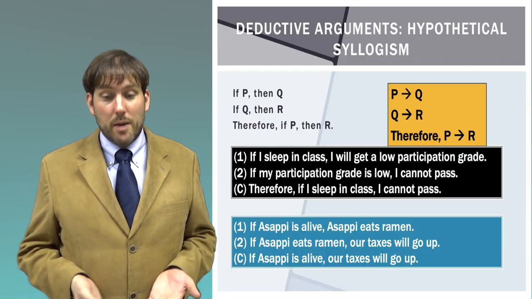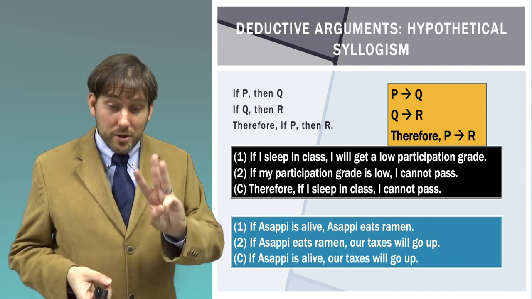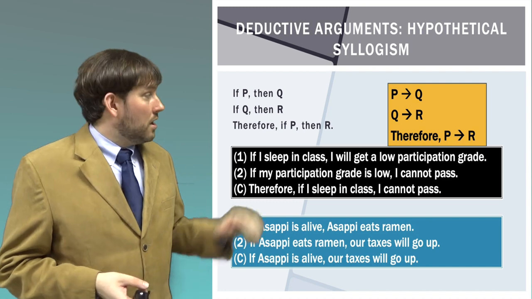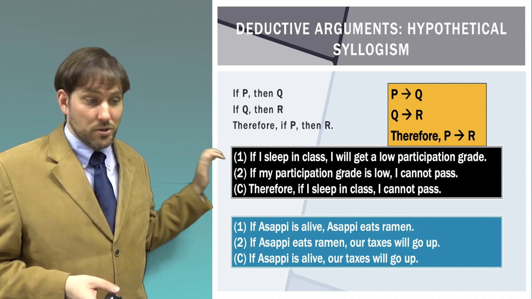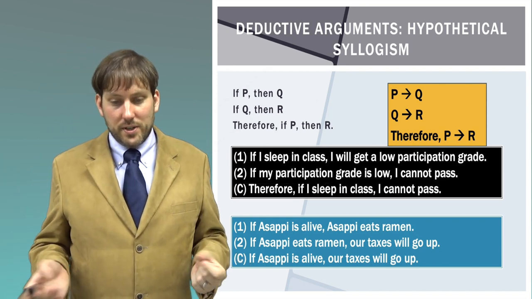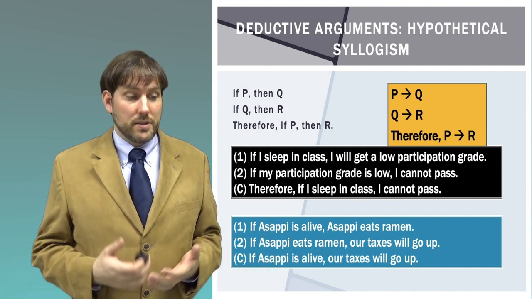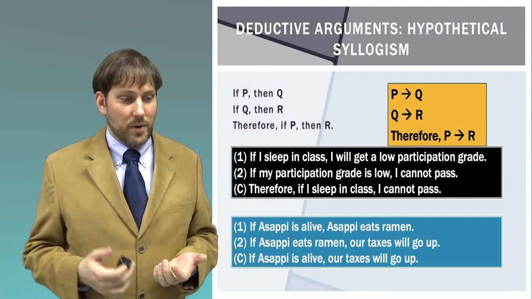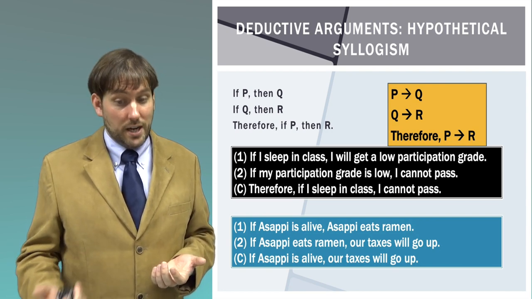So now let's go on to hypothetical syllogism. Hypothetical syllogism is a little bit different. There's three variables now instead of two. If I sleep in class, I will get a low participation grade. If my participation grade is low, I cannot pass. Therefore, if I sleep in class, I cannot pass. So let's give another example. If Asapi is alive, Asapi eats ramen. If Asapi eats ramen, our taxes will go up. If Asapi is alive, our taxes will go up.